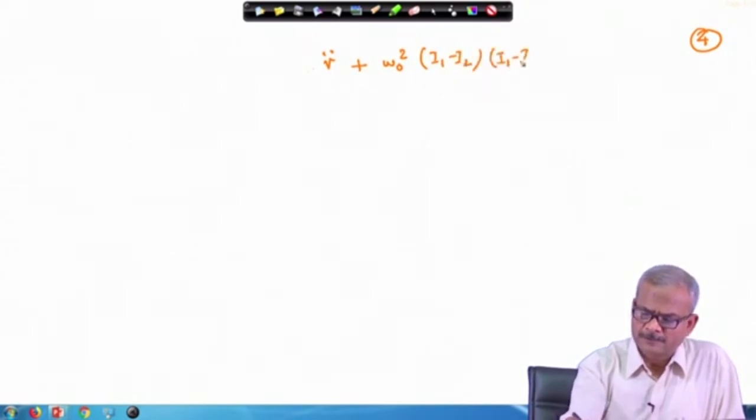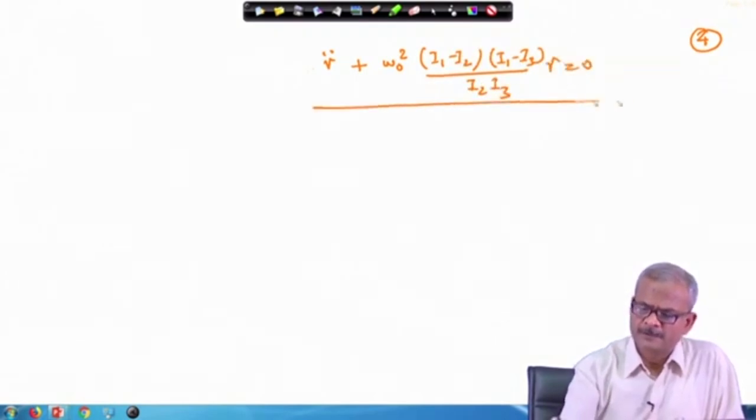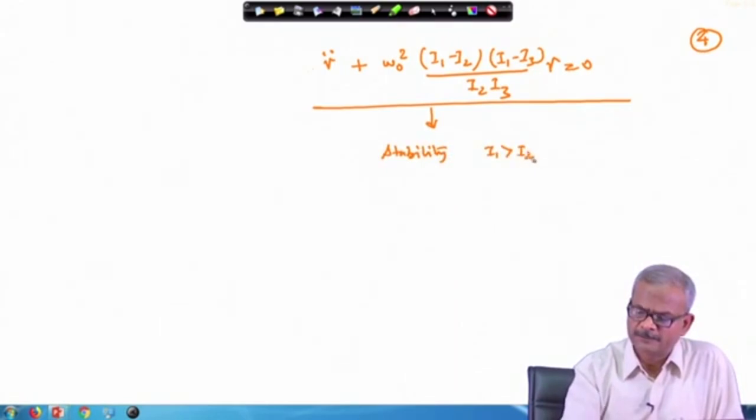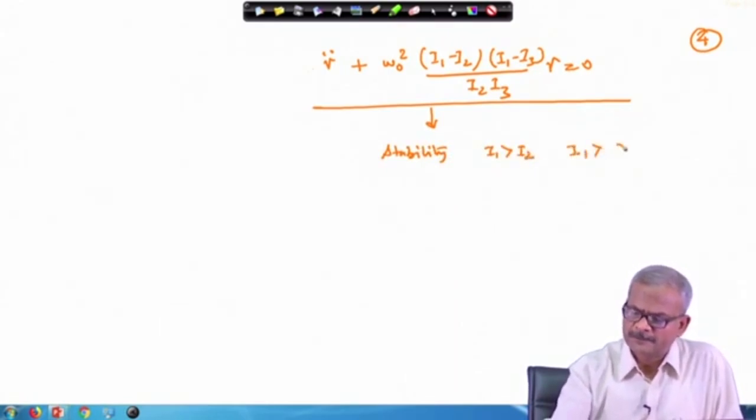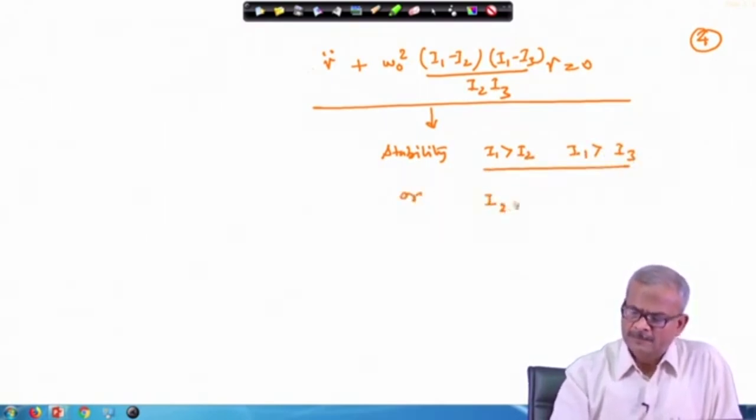So, gamma double dot plus omega 0 square (I 1 minus I 2) times (I 1 minus I 3) divided by I 2 I 3 times gamma equal to 0, and this also exactly gives you the same condition, that is for stability we must have I 1 greater than I 2 and I 1 greater than I 3, or I 2 should be greater than I 1 and I 3 should be greater than I 1.